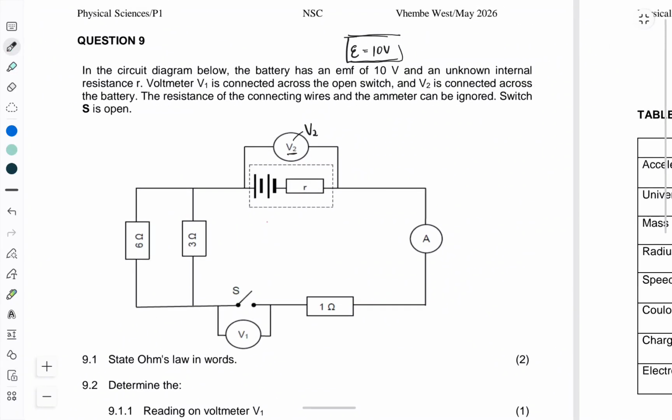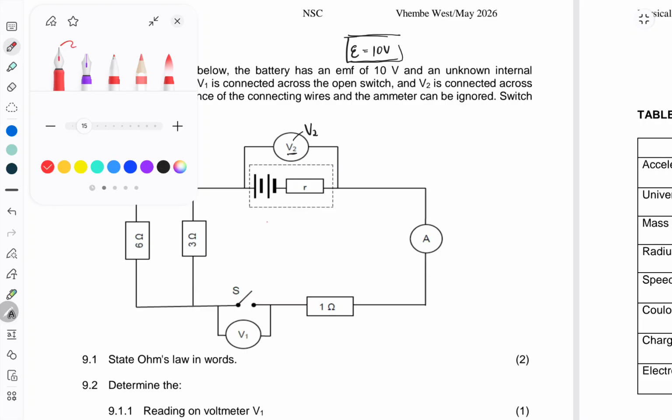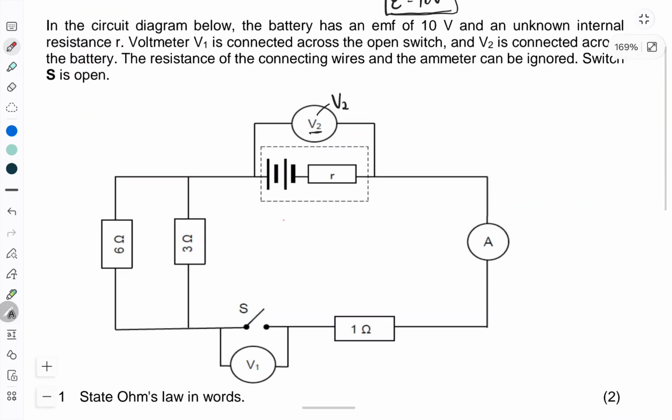Now let's continue. Remember what I always say: start by tracing your current. Current always leaves from the longest line on our cell or battery. It will leave this side as total current, let's call it I. It gets here and this is a parallel combination, so it splits. I1 goes to branch 1 and I2 goes to branch 2. Then it meets again here and continues as I total.